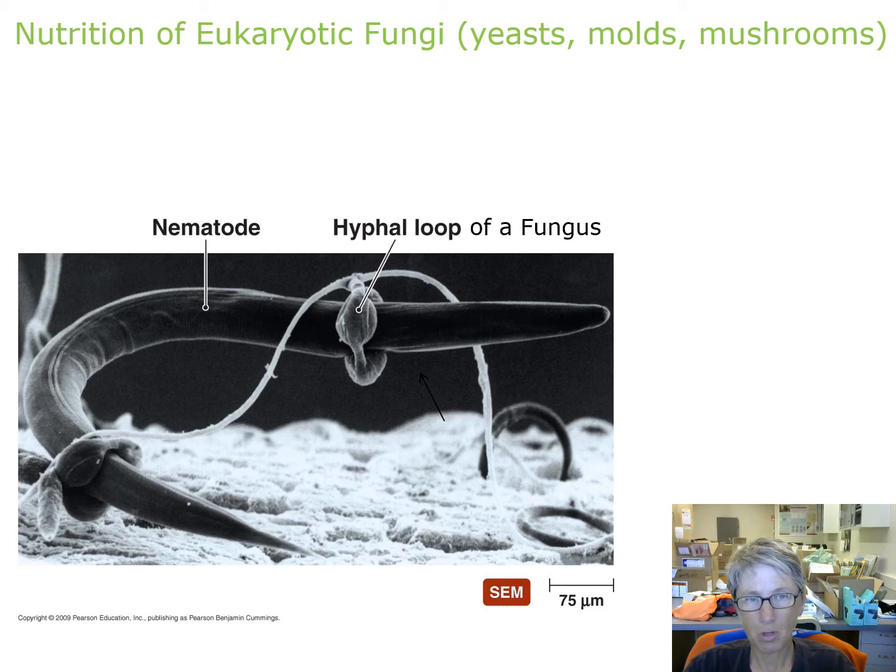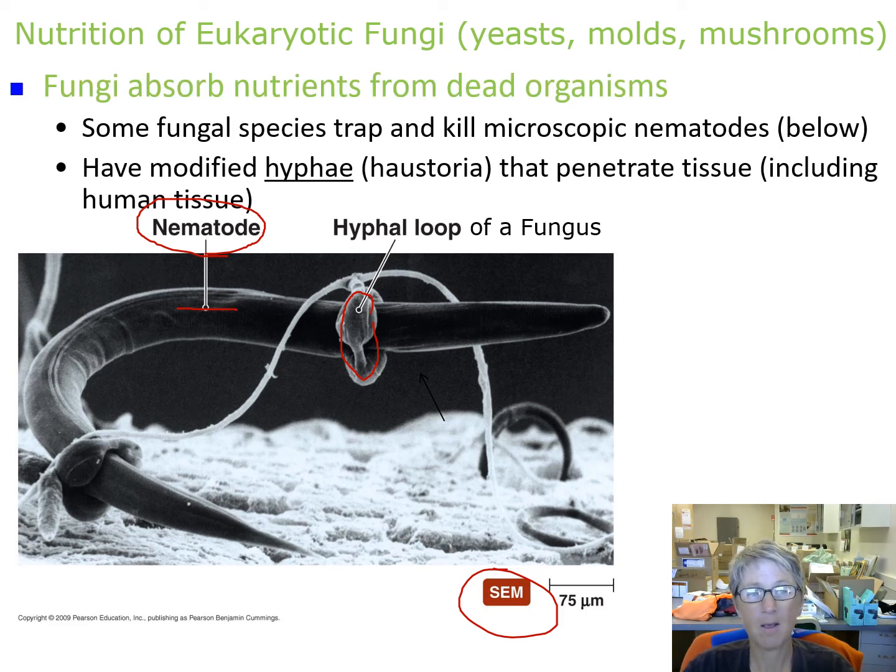What about the nutrition of eukaryotic fungi? So this is a nematode, aka a roundworm, and this is the hyphal loop of a fungus here. And this fungus is going to eat slowly over time. It's kind of smaller than a nematode, at least in this scanning electron micrograph, but it will eventually ingest and digest the nematode. So fungi absorb nutrients from dead organisms, but some fungal species will trap and kill microscopic nematodes, like in this micrograph.